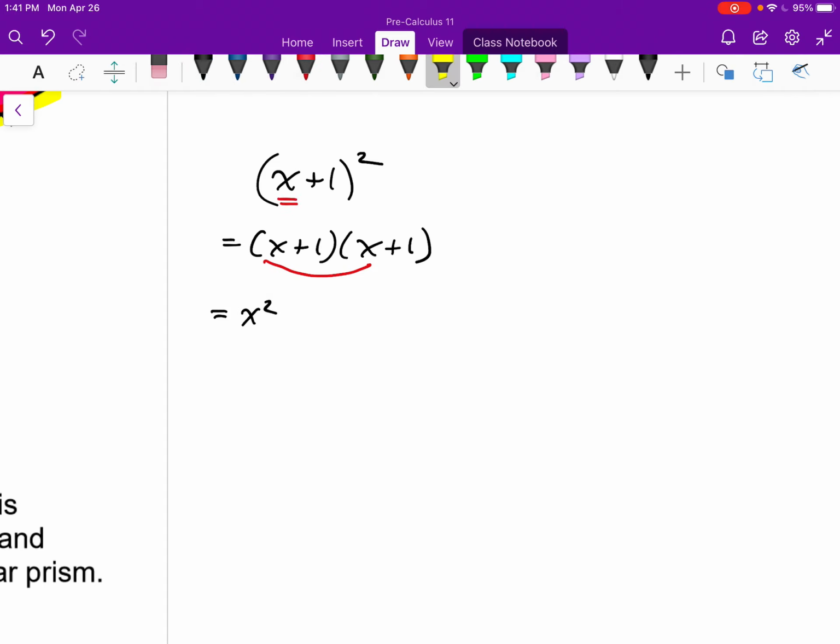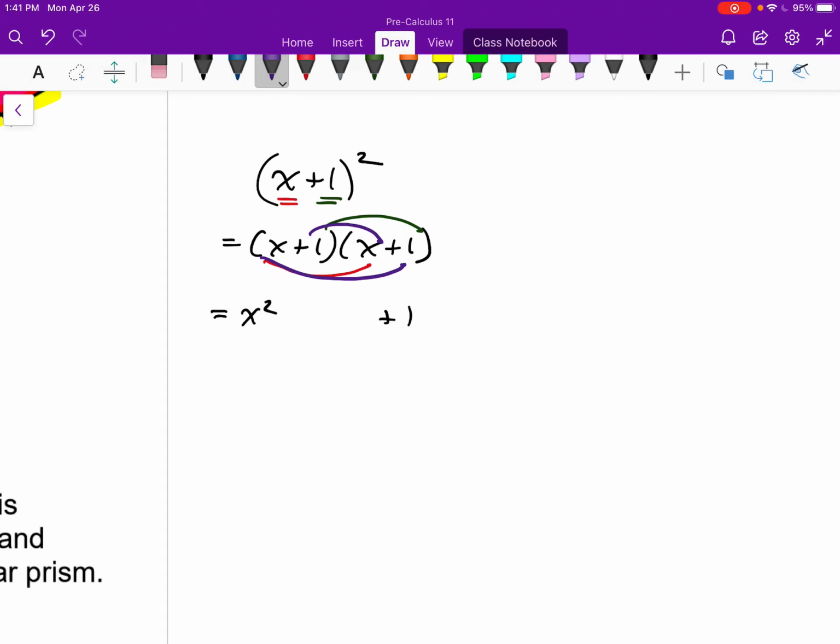I know one of my terms is going to be just 1 times 1, or this times itself. So in this case, just positive 1. However, the middle term is always going to be the same, as in this case, x times 1 two times. I have x times 1 and 1 times x.